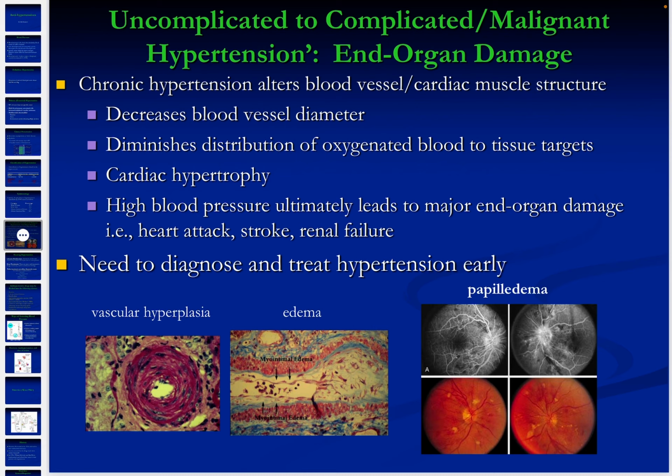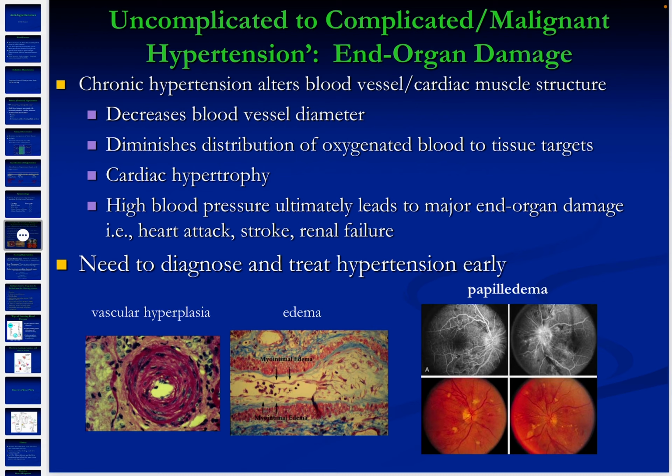So complicated or malignant hypertension will lead to end organ damage. What organs will be affected in addition to the cardiovascular system? We have the kidneys, so it can cause renal failure. In the brain, we can have stroke. We said in the heart, we can have predisposition to heart failure, but also high blood pressure can put the risk of a myocardial infarction or a heart attack. In the eye also, it's going to cause changes in the retina, which can also lead to papilledema, as you can see in this picture. So it's very imperative to diagnose and treat hypertension early on.